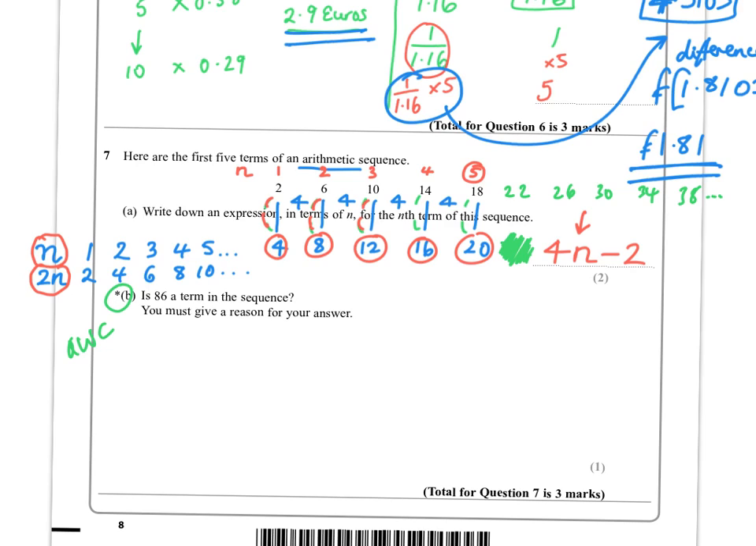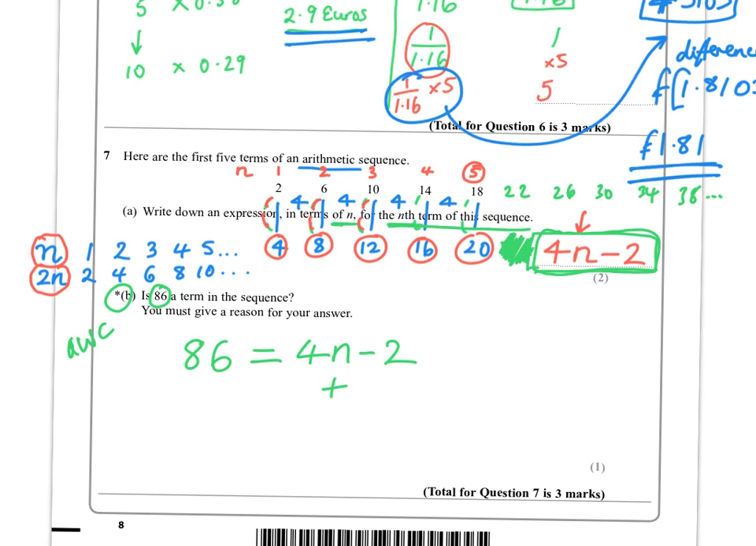But we know that any number in this sequence can be represented by this expression. That's why it's called, in terms of n, the nth term. So n stands for whatever you want. So first, second, third, fourth, fifth, whichever one you want, this is how you represent it. So can 86 be represented as this? Will 86 be represented as 4n minus 2? Well, let's have a go.